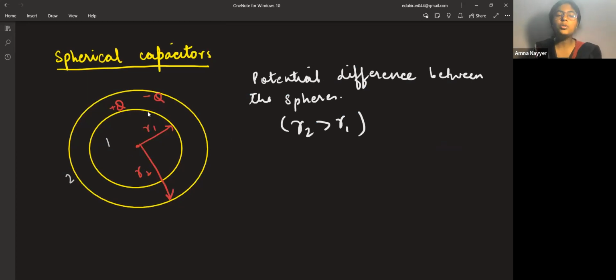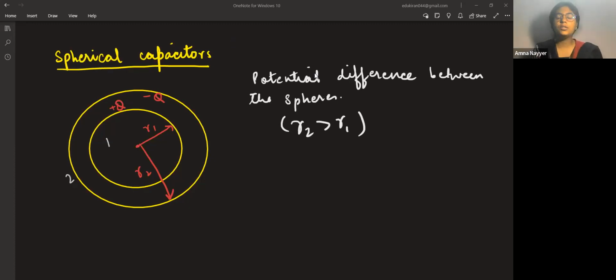Now, see, if two spheres are given, these are the two spheres. One is having radius R1, one is having charge plus Q, the other one is having minus Q, R2 is the radius. Yes, I'll show it. Just wait. I'll scroll it up. Let me discuss this and I'll scroll it.